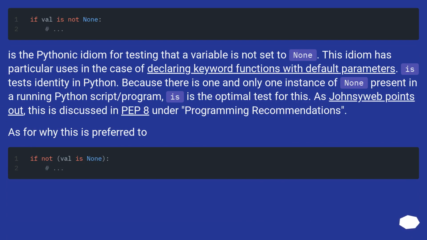This idiom has particular uses in the case of declaring keyword functions with default parameters. "is" tests identity in Python. Because there is one and only one instance of None present in a running Python script/program, "is" is the optimal test for this. As Johnsy Webb points out, this is discussed in PEP 8 under Programming Recommendations.